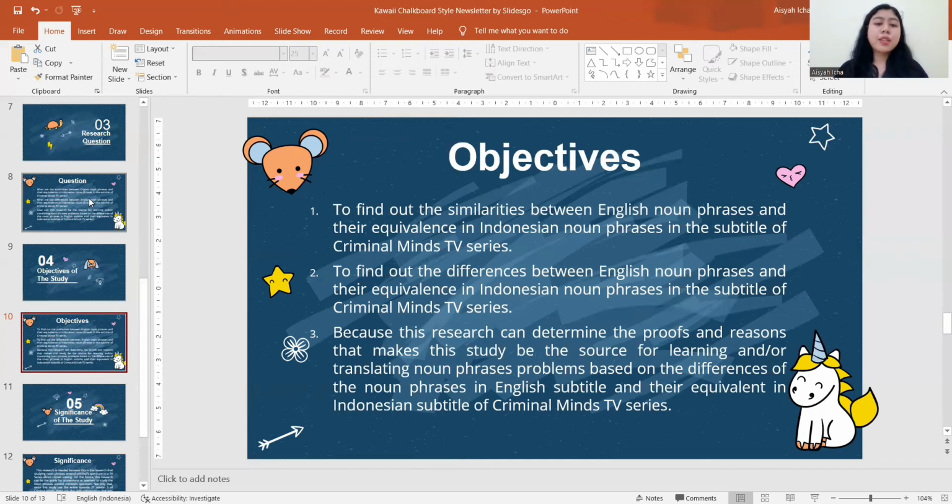And the third is because this research can determine the proofs and reason that makes this study be the source for learning and or translating noun phrases problems based on the differences of the noun phrases in English subtitle and the equivalents in Indonesian subtitle from Criminal Minds TV series.